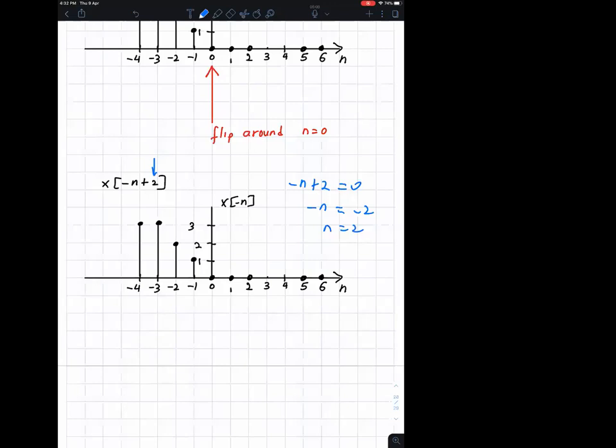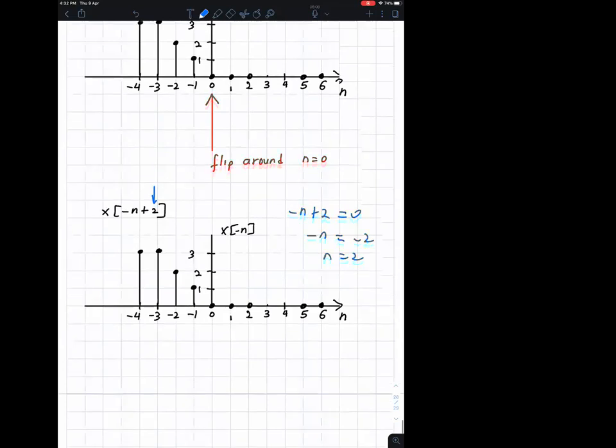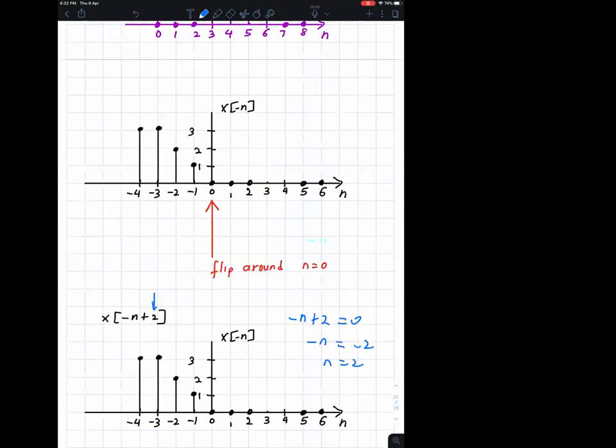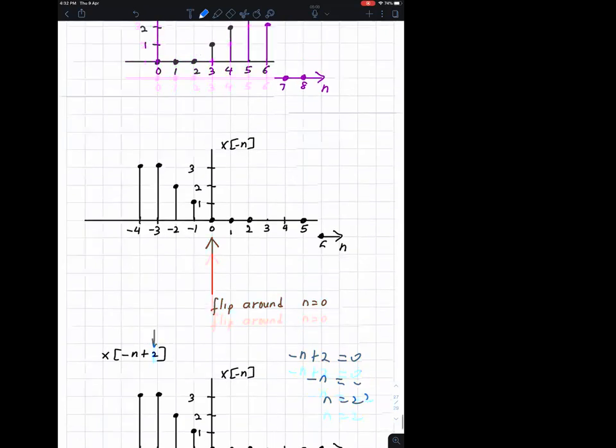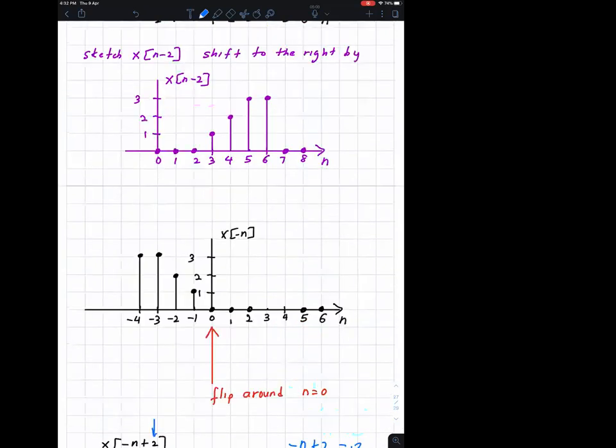Right, sir. Let me check something very quickly, please. Okay, hold on a second. Minus n, okay. Because minus n is only for flip. Plus 2 is for shift to the left.